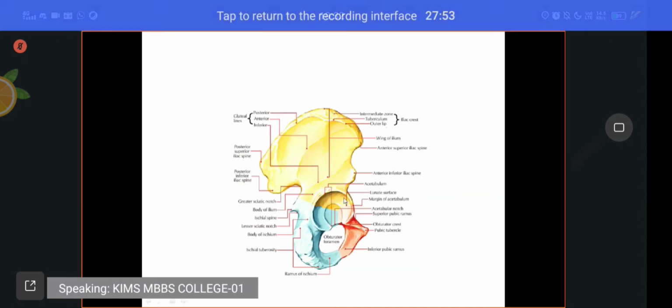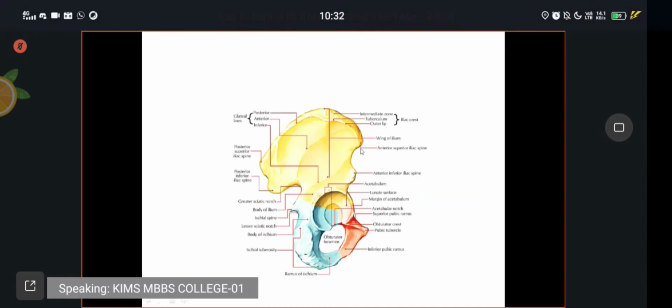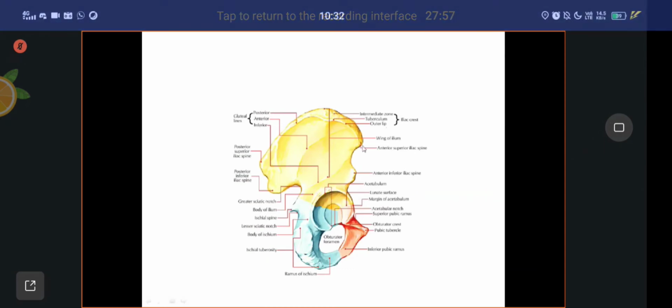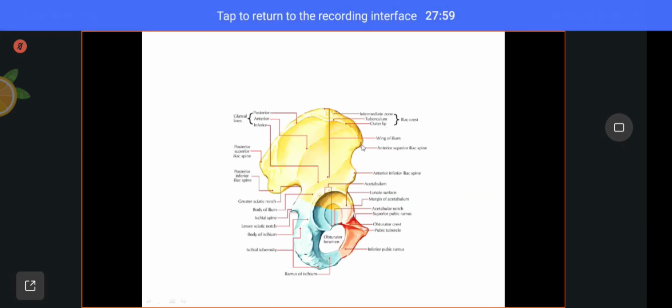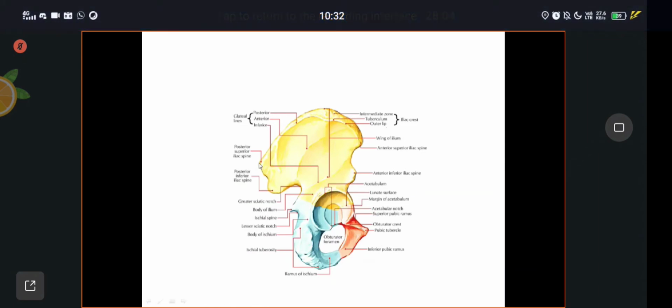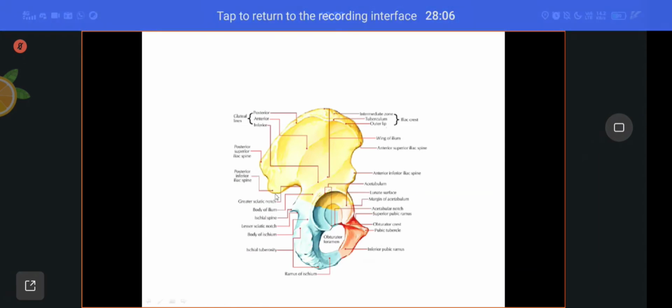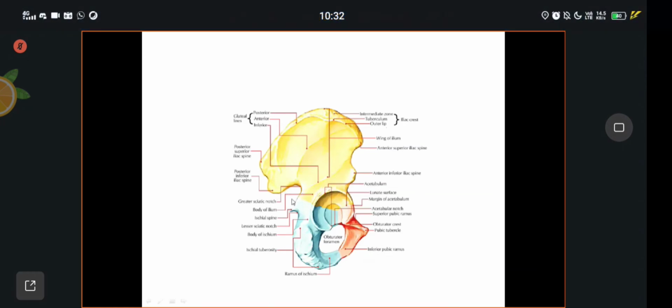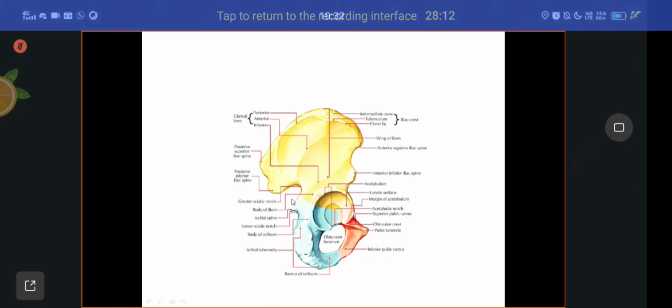Right? So you have studied the upper end, the iliac crest, the lower end which forms the acetabulum, the anterior border which extends from the anterior superior iliac spine to the anterior inferior iliac spine, and the posterior border which extends from the posterior superior iliac spine to the posterior inferior iliac spine, and it continues with the greater sciatic notch.